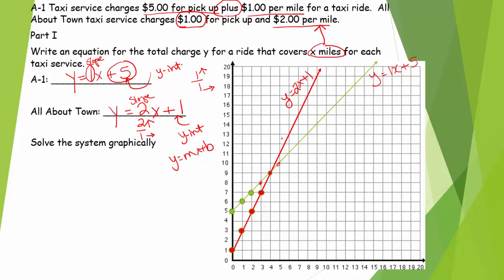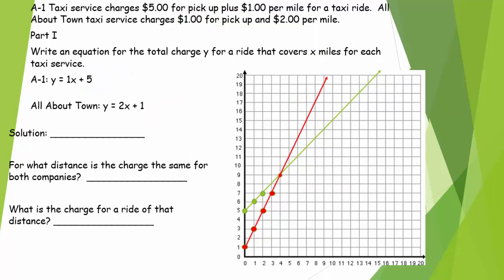Those lines intersect at 4, 9. So that means after 4 miles, they're both paying $9. And so the solution to this system is 4, 9. And in a real life problem, they're going to want to know what that solution actually means. So our solution was 4, 9. You keep in mind that X was miles. And the Y was the total charge in dollars.